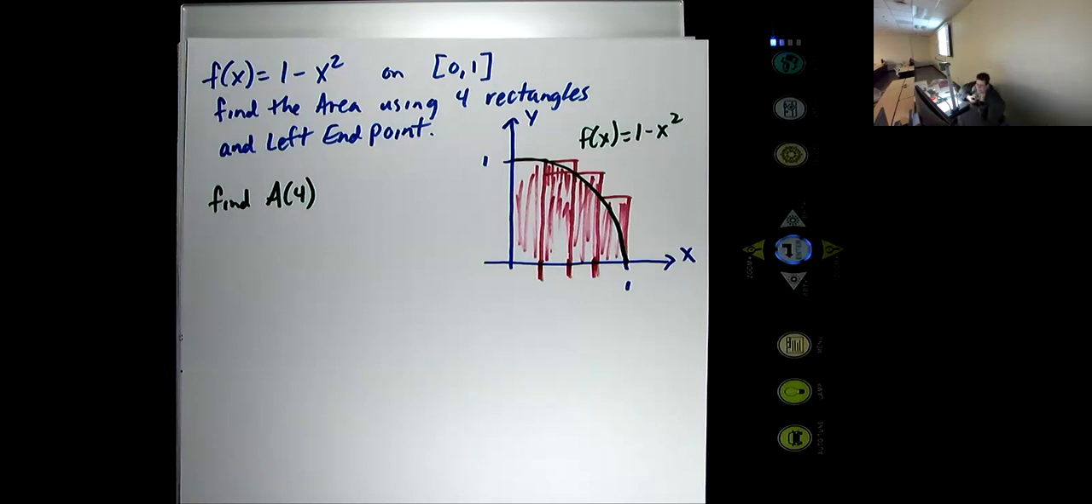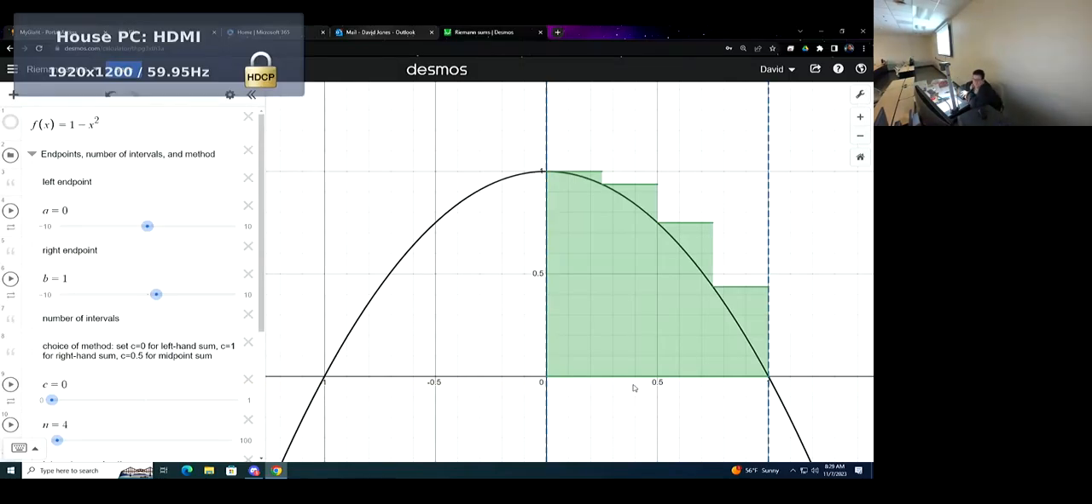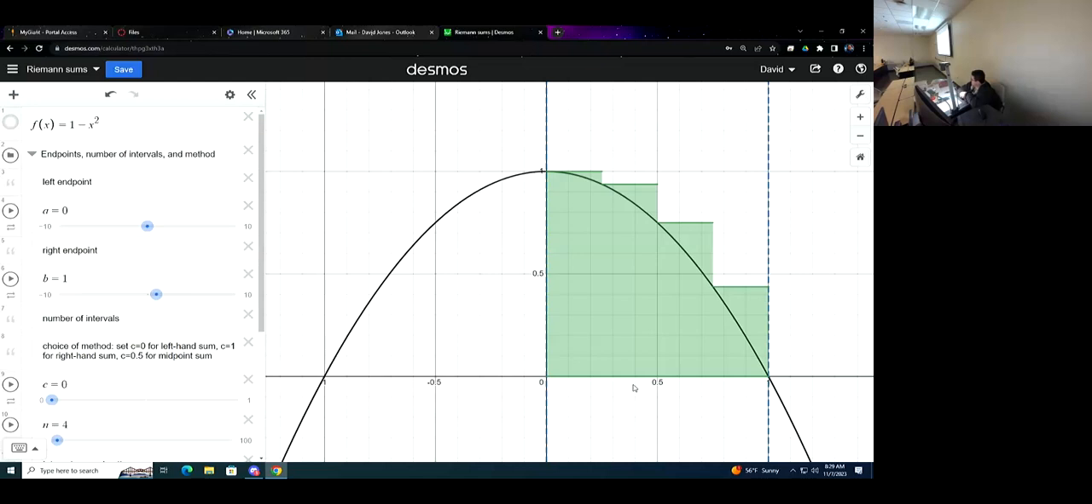To help get a better look at it, this is what it looks like on Desmos. I think I'll post a link to this later on because this is kind of a fun little simulator for Riemann sums.